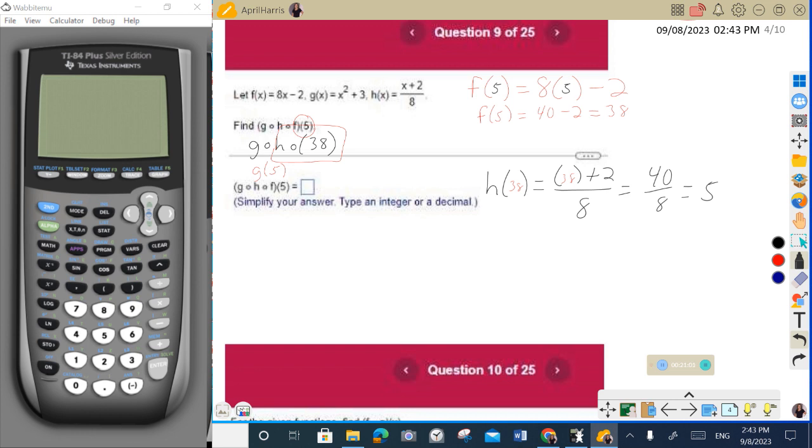Okay? So you're going to use the g equation. I'm going to do this down here. The g equation says g of x. Everywhere there's an x, we put parentheses. And instead of x, we're going to put a 5. 5 squared is 25. 25 plus 3 is 28, which is the final answer.